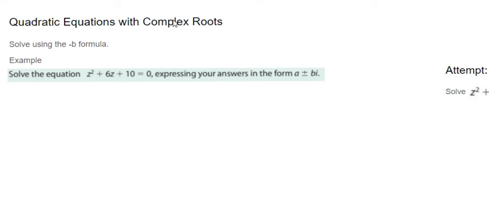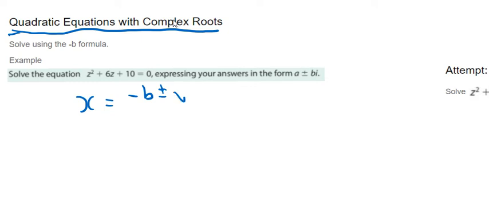Hi guys, so this is quadratic equations with complex roots. One thing you need to understand before you do this is the minus b formula. This is something that you should have seen before. If you're not sure about how it works, then maybe just have a look back at it first. This formula is in your log tables anyway, and it's used to solve quadratic equations.